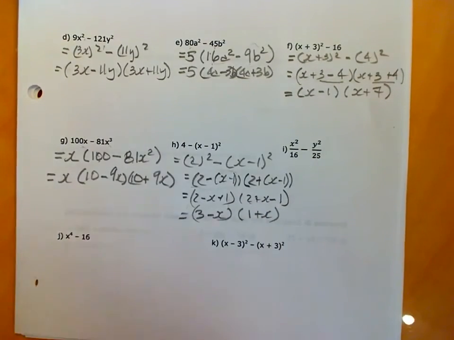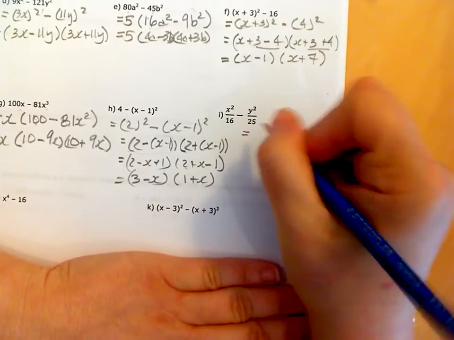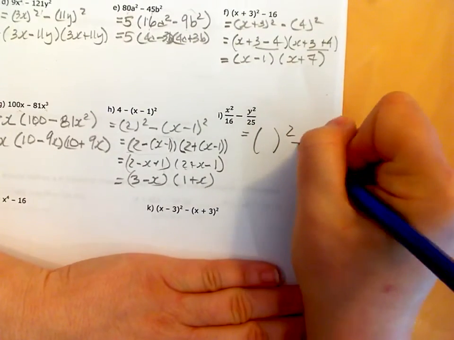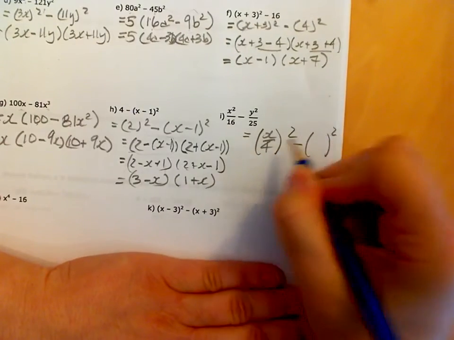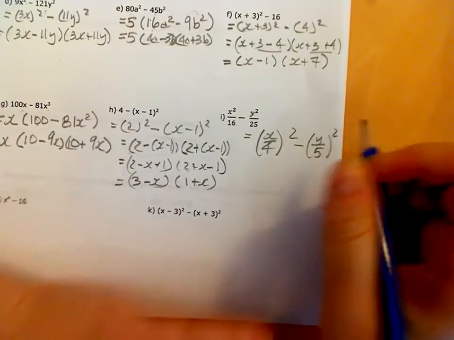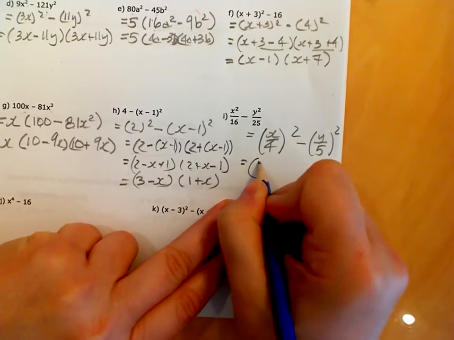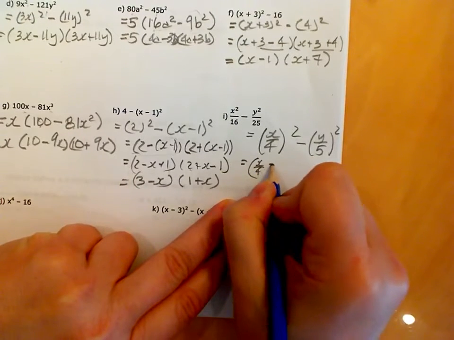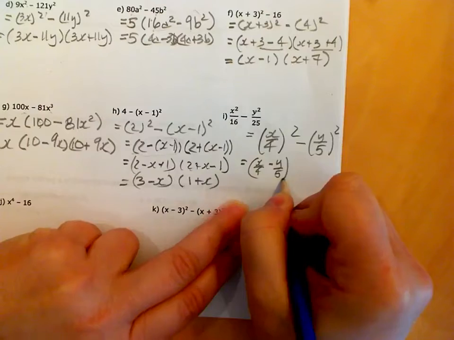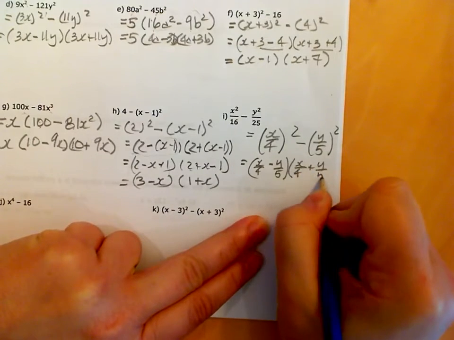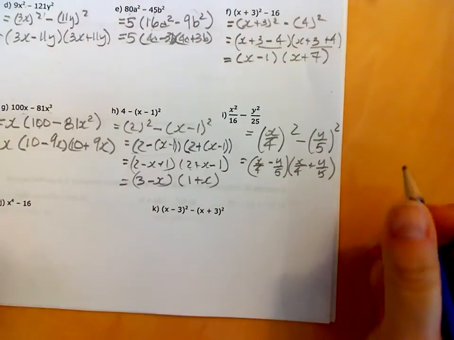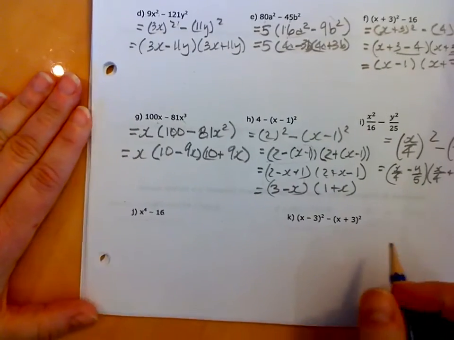All right, let's keep going. Let's put this in a perfect square minus a perfect square. So that is x over 4, and that is y over 5. So when we do our brackets, we'll have x over 4 minus y over 5, and x over 4 plus y over 5.